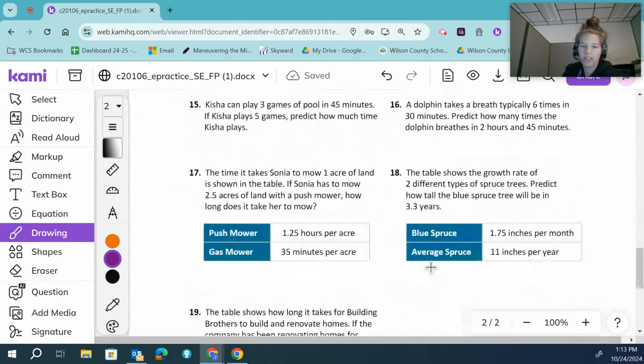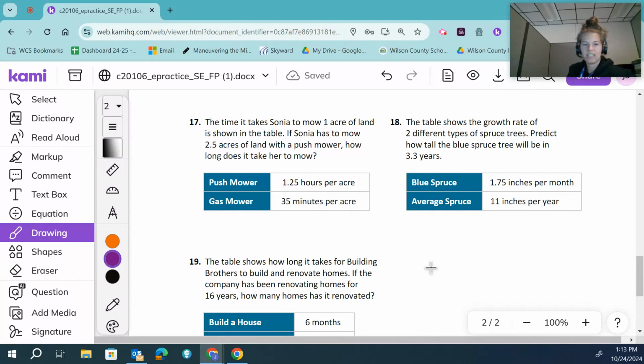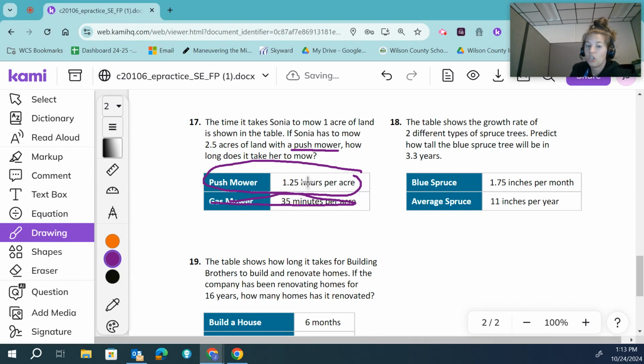Let's come down and take a look at one of these tables. The time it takes Sonia to mow 1 acre of land is shown in the table. If Sonia has to mow 2.5 acres of land with a push mower, how long does it take her to mow? Now, it gives us a push mower and a gas mower. They're not asking about a gas mower. They're asking about a push mower. So they give us the unit rate. We have 1.25 hours per 1 acre.